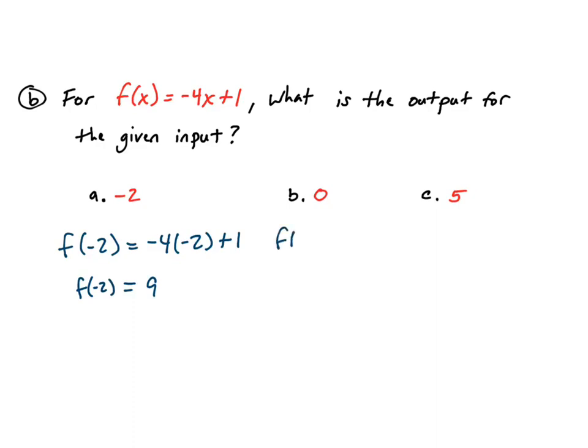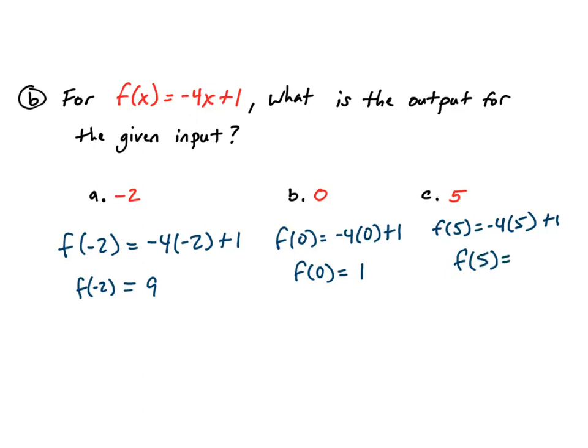And then for 0, so f of 0 equals negative 4 times 0 plus 1. So in this case, negative 4 times 0 is 0, plus 1 is 1. And then last but not least, f of 5 equals negative 4 times 5 plus 1. Negative 4 times 5 is negative 20. Negative 20 plus 1 is negative 19. And so your outputs in this case would be 9, 1, and negative 19.